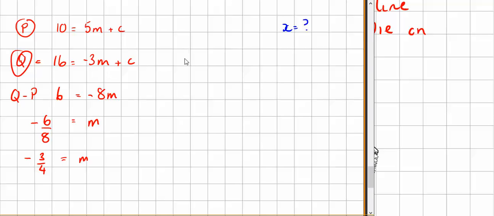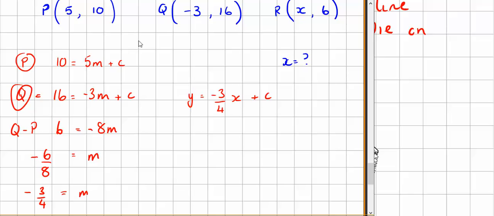So how do you find out X? Well, m is there, so then we've got y equals negative 3 over 4x plus c. Now it's a more difficult one because of the numbers. But we can still do it. Can you just fit in x? Just choose any number.